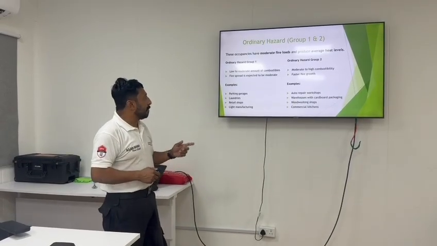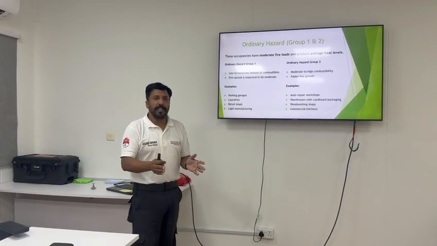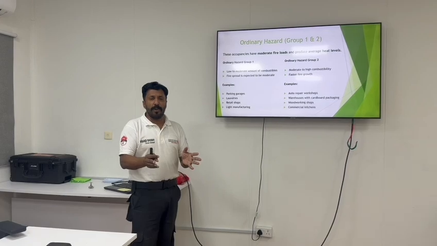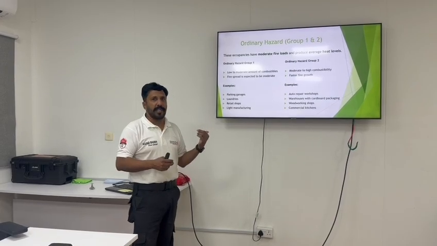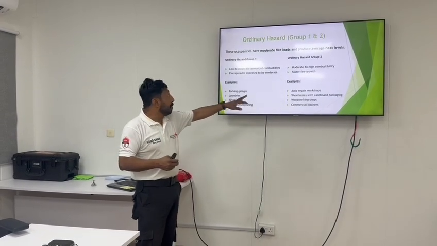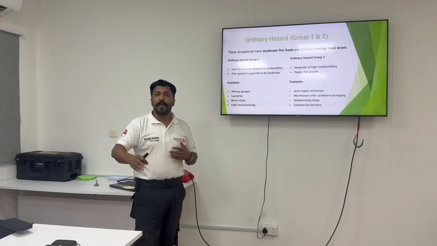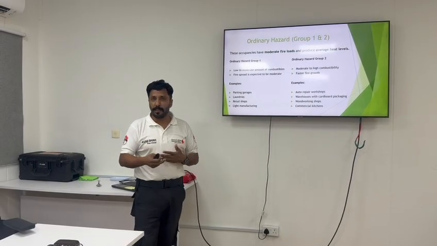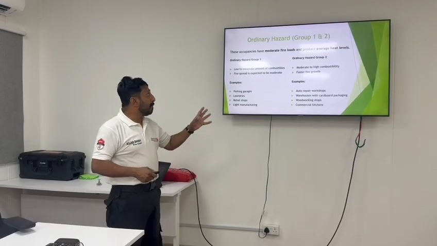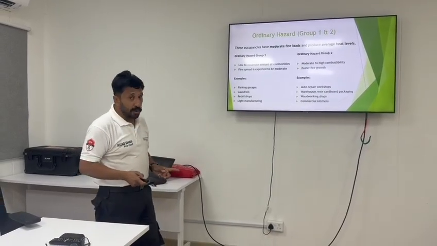The next one is commercial kitchens. Normal kitchens have a lesser amount of fuel, so they can come under ordinary. But when commercial kitchens have many more ignition sources as well as much more fuel, they will be considered in ordinary hazard group 2.